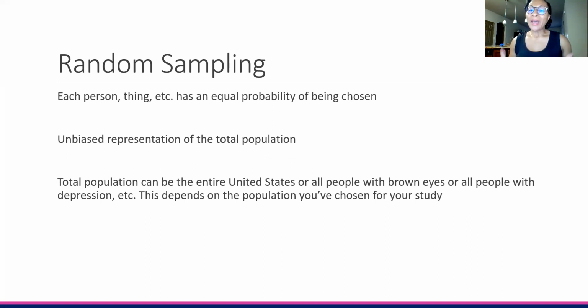But you could say, well, I'm only interested in what brown-eyed people think about chocolate ice cream and vanilla ice cream. So individuals with brown eyes would become your total population because this is the group in which you're interested. You don't care about what people with green eyes or blue eyes think about chocolate ice cream versus vanilla ice cream. You're only concerned about people with brown eyes. And your results from this study then can only be generalized to people with brown eyes. You couldn't generalize it to people with eyes of a different color.